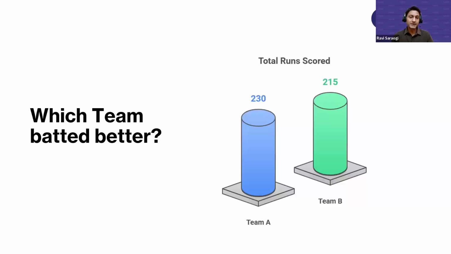Whether it's cricket or investing, we often focus on such headline outcomes: total runs, total return, without stopping to ask what really went into producing those numbers. The problem is that these headline numbers alone don't tell us the full story. There's often a deep layer that we are missing, which is what we are going to explore in today's webinar.